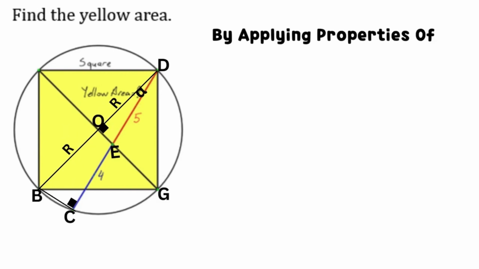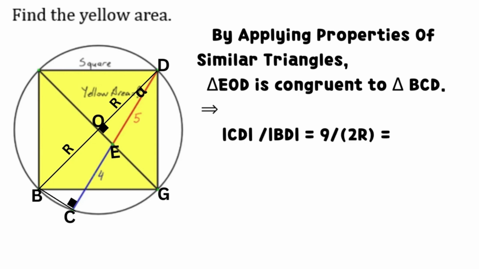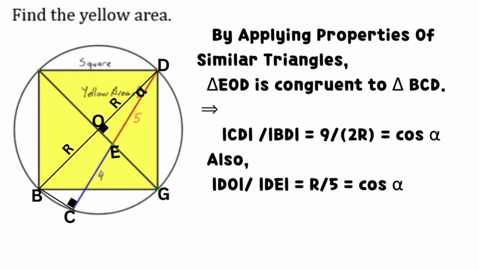By considering the properties of similar triangles, triangle EOD is similar to triangle BCD. This implies that line CD divided by line BD, which equals 9 divided by 2 times R, is equal to cosine alpha. Also, line DO divided by line DE equals R divided by 5, which equals cosine alpha. Equate the two equations that are each equal to cosine alpha. We have that 9 divided by 2 times R equals R divided by 5.